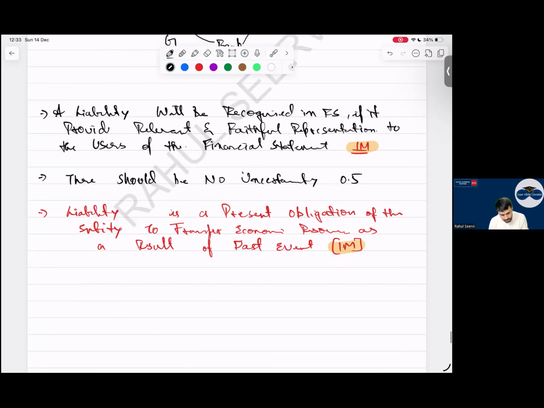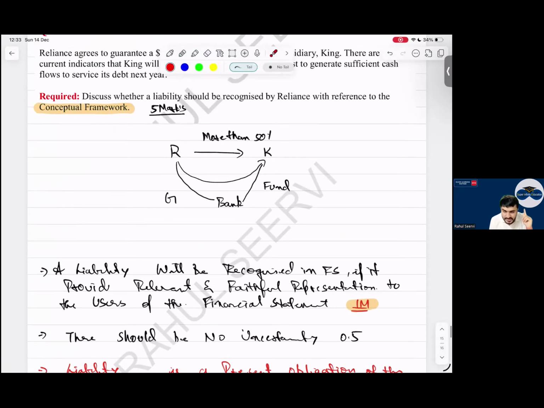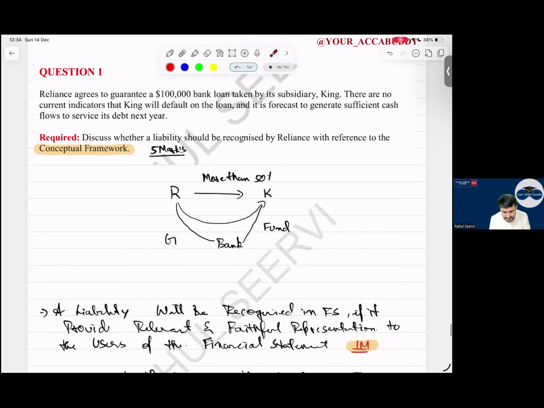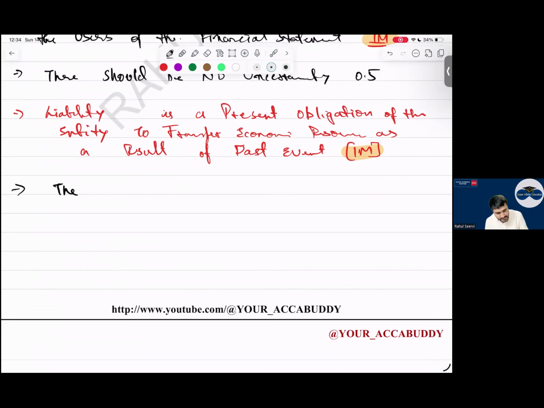Now we have to link to the case, beta. First of all, say whether it's a liability or not. Link to the case and say it is a liability or not. We are not discussing recognition now. We are saying whether it's a liability or not. Can I say it's a liability? If King company will default, who will pay then? Reliance company. So can I say the guarantee?